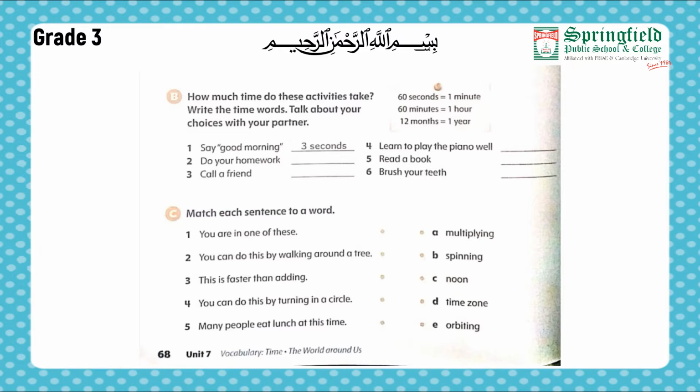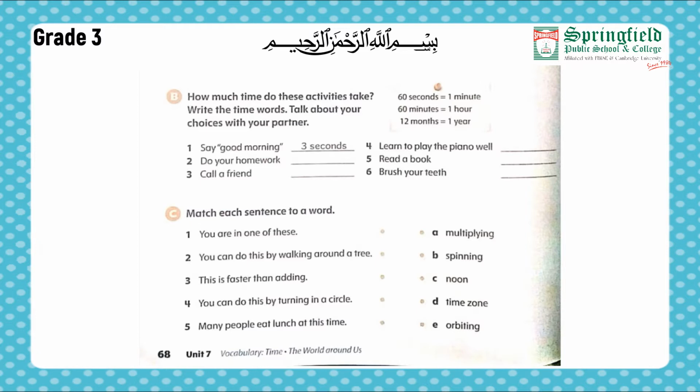Moving forward towards our part C. Match each sentence to a word. Now here we have been provided with 5 statements and there are 5 words as well. We have to match the appropriate statement with its word. Our first statement is, you are in one of these. Now where are we? Multiplying, spinning, noon, time zone, orbiting. So where are we? We are basically in one of the time zones. So we are going to match 1 with option D.